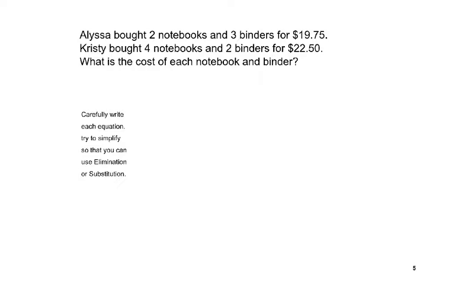So Alyssa bought 2 notebooks and 3 binders for $19.75. Christy bought 4 notebooks and 2 binders for $22.50. What is the cost of each notebook and binder? So we need to find the individual cost of each notebook and binder. And I'm going to designate notebook with an N and a B for binder. And again, our goal is to find the cost of each individual one.